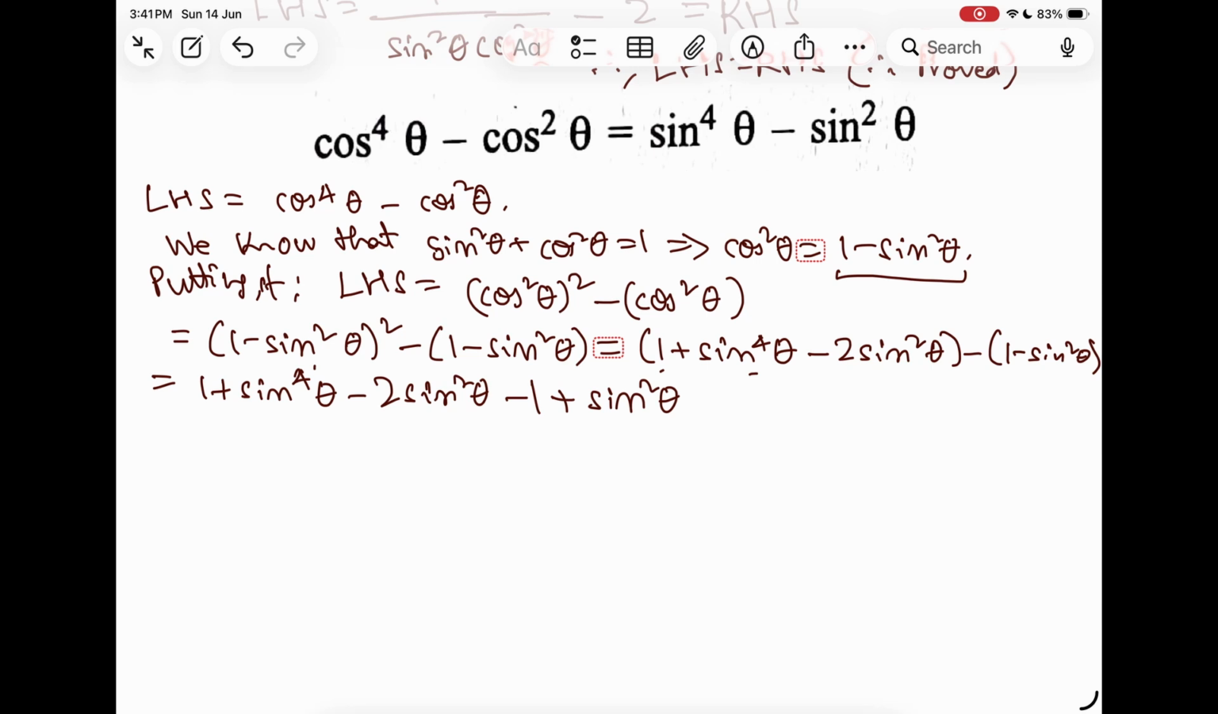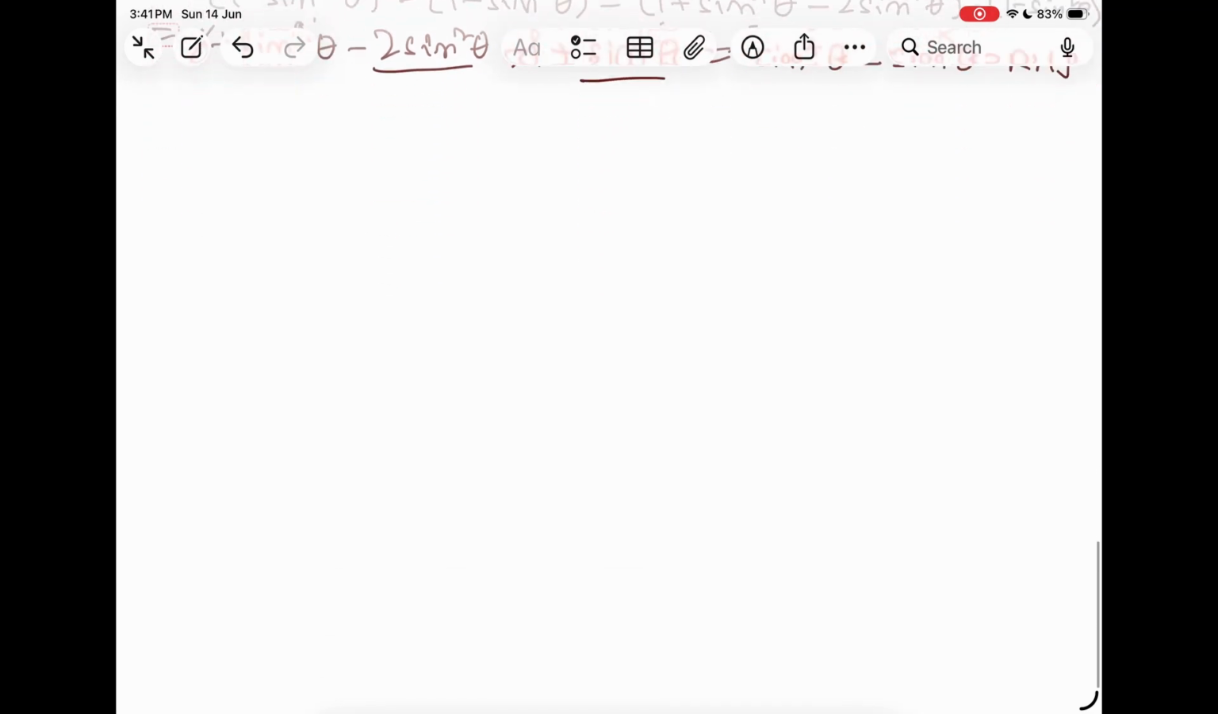Now as you can clearly see, plus 1 and minus 1 here get cancelled out, and here we have minus 2 sine square theta and plus sine square theta, overall giving us sine to the power 4 theta minus sine square theta. That is the same as the RHS that we are supposed to prove.